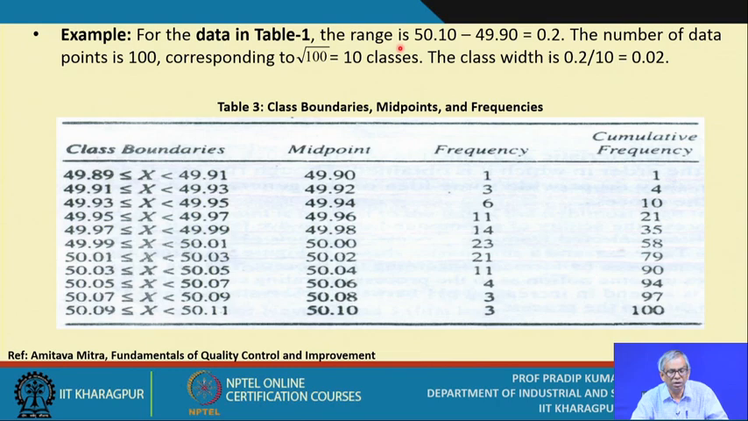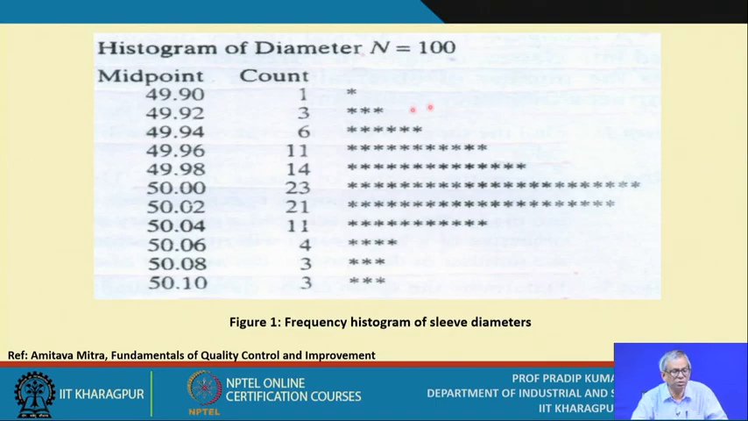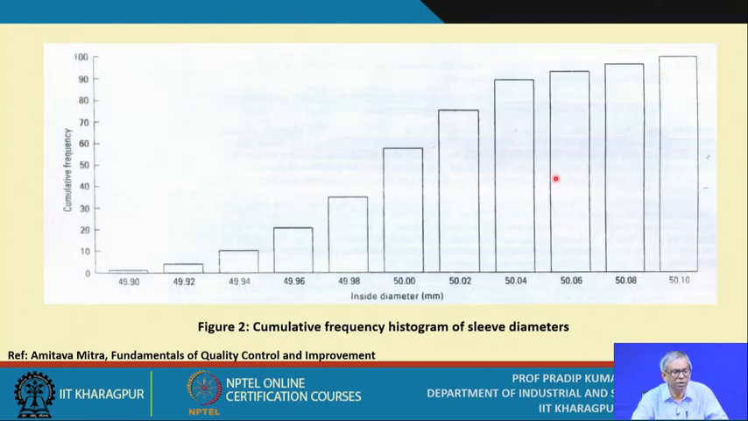Is it okay? So, the range is 50.10 minus 49, so 0.2. So, 0.2 is divided by 10, that is 0.02. Is it okay? So, just go through this one. So, the histogram, now you draw this one, histogram. So, frequency histogram of the sleeve diameters. Is it okay? Same thing you do.